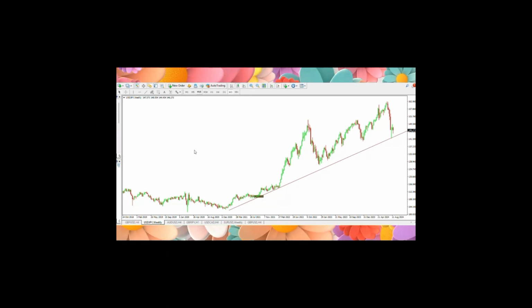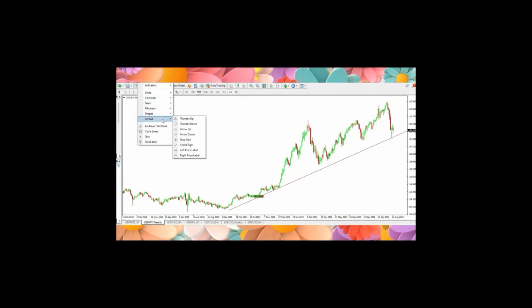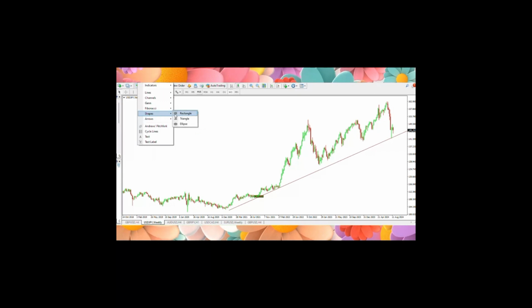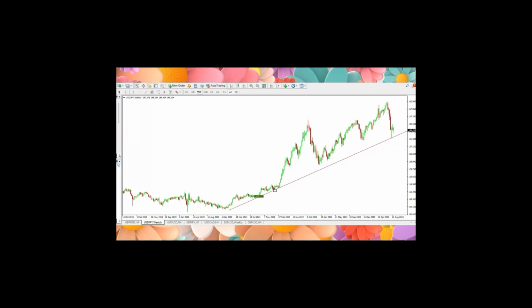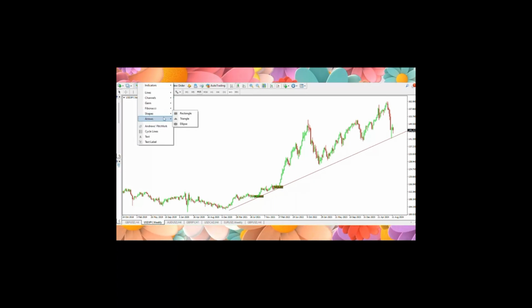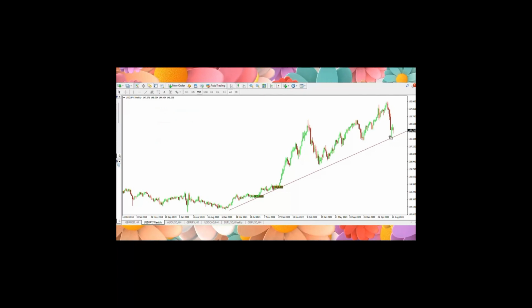So based on this, until the trend line is broken, this was the first touch on the trend line. This is the second touch on the trend line, and as you can see, the current price has also touched the trend line with a very big rejection. This is a rejection from the trend line.